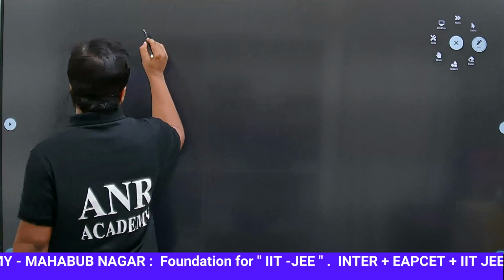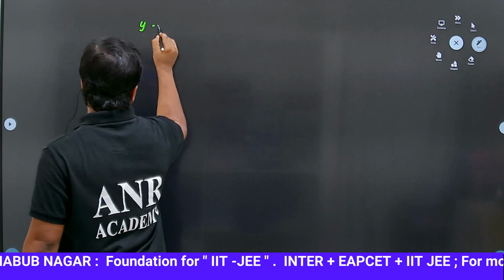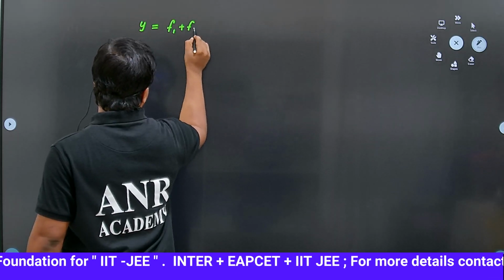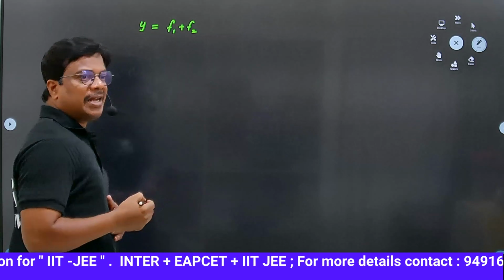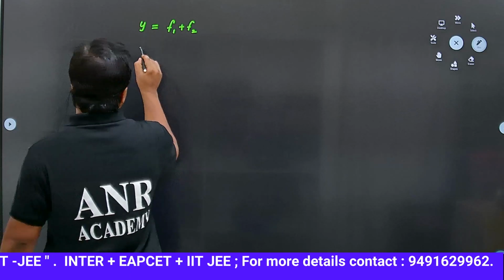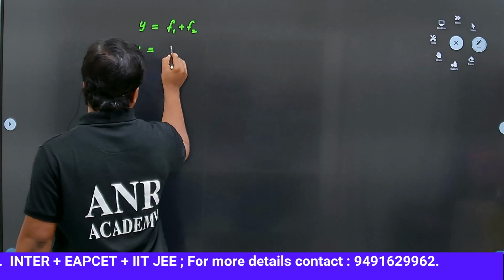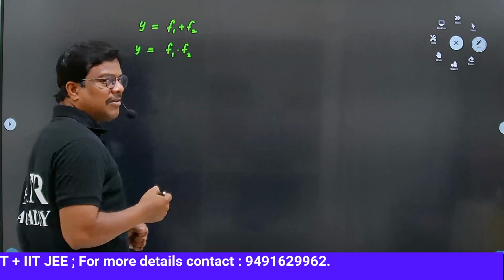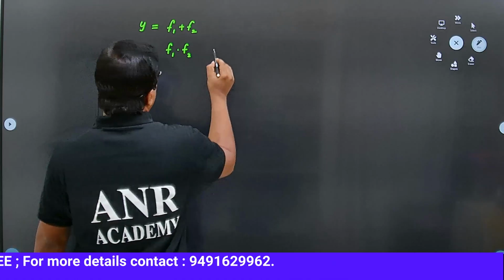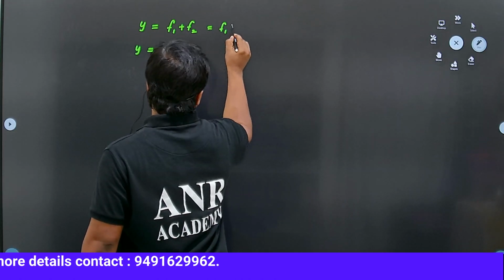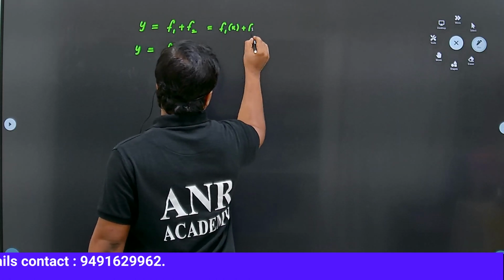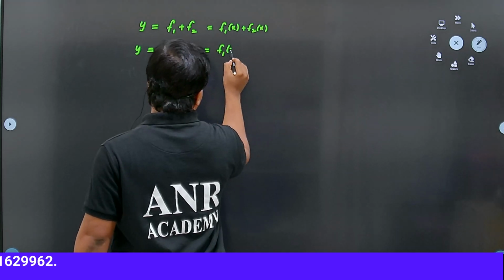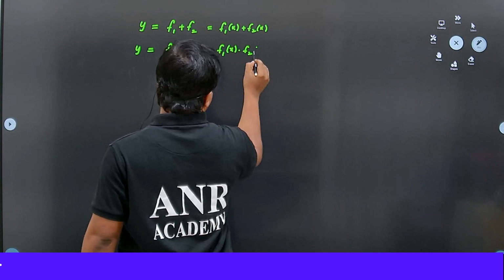Suppose that there is a function y. It is a combination of two different types of functions f1 and f2, and another one is the product of two different types of functions f1 and f2. First one, f1 of x plus f2 of x, and second one, f1 of x multiplied by f2 of x.